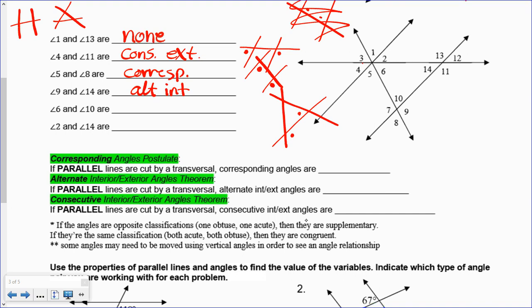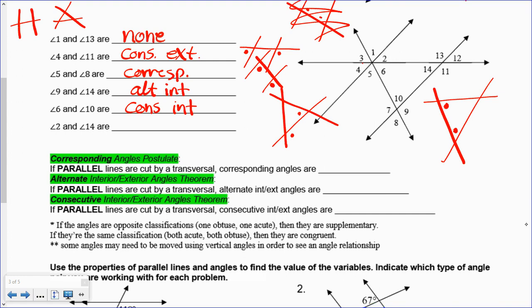Okay? 6 and 10. Consecutive interior. That's another A shape. You guys see it? You have here, here, and here. Here's 6, here's 10. Are they inside or outside of the A? They're inside of the A, and they're on the same side of the transversal. That's consecutive interior.